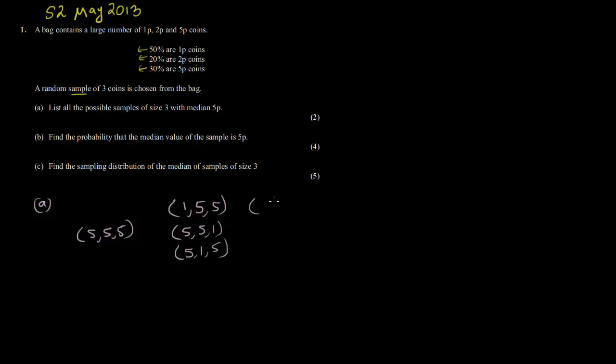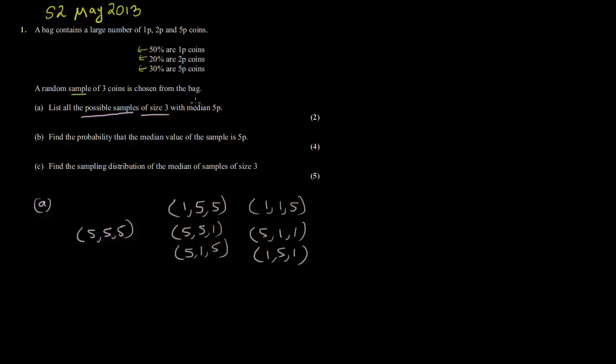Then we can have 2 ones and 1 five. So 1, 1, 5. Then we can have 5, 1, 1. Then we can also have 1, 5, 1. List all the possible samples of size 3 with median 5 pence.